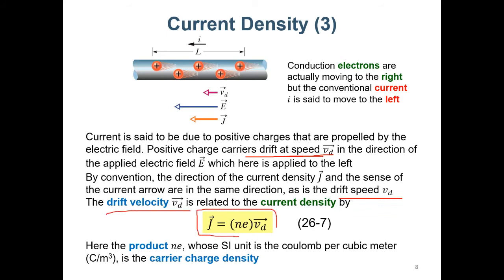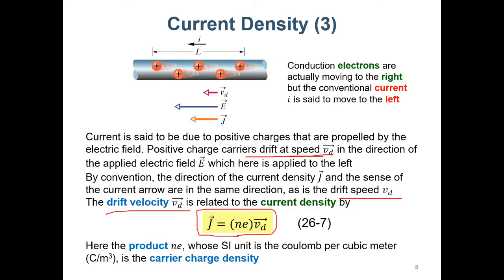The drift velocity is related to it like this. We write it in vector form: J vector equals n e times Vd. It's something like a physics model. You have a number of electrons per unit volume, and then e is the elementary charge. So you just divide J, and then you get the drift velocity.